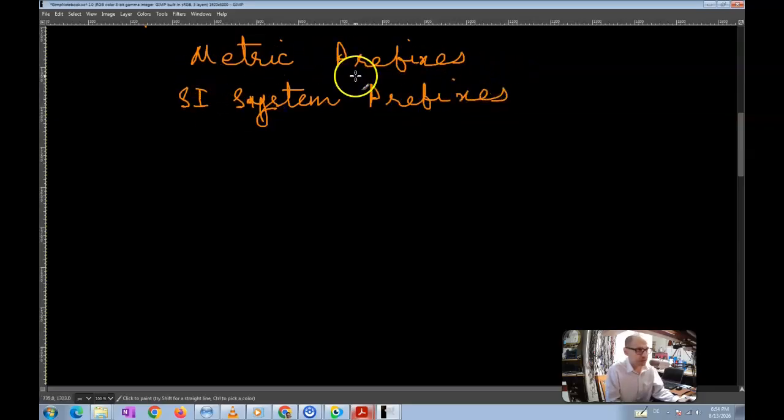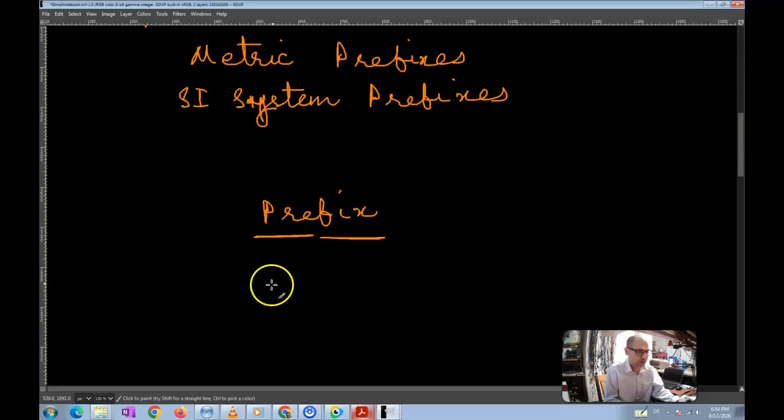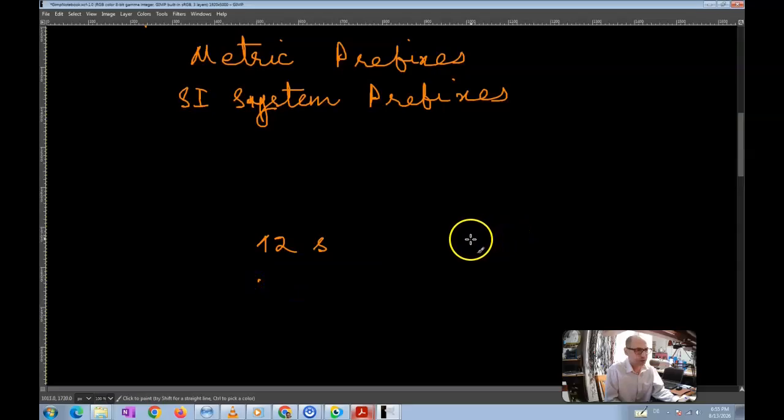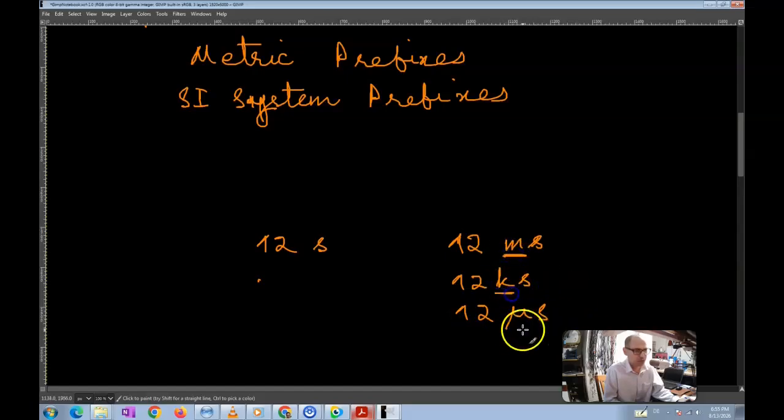A prefix is a pre, which is something that comes before something, and then you fix it to something else, meaning you fix something to the beginning of that thing. For example, say a time duration is 12 seconds. But there is a prefix in the SI system. Instead of 12 seconds, you could have another duration, for example 12 milliseconds, or 12 kiloseconds, or 12 microseconds. So the milli, the kilo, the micro, these are the prefixes that we are talking about here.